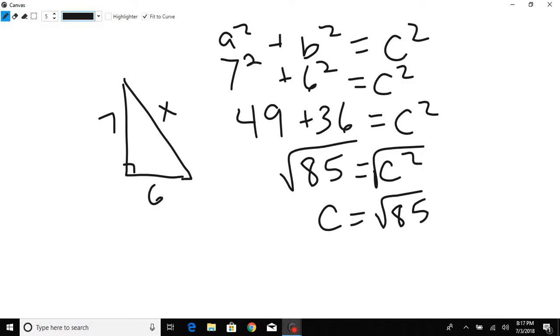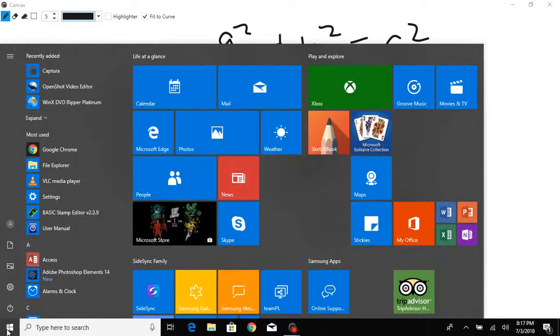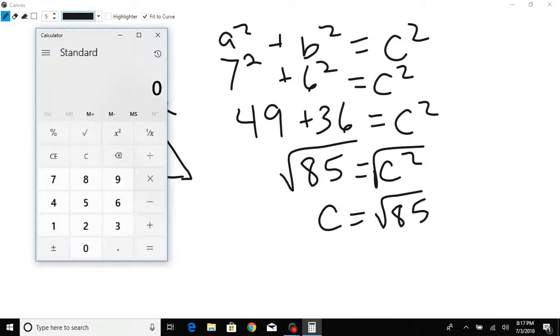I'm going to bring up a calculator here, and I can go square root of 85, and I get 9.219544457292887. Matter of fact, that keeps on going forever. I don't even know if that last digit is rounded or not. That's a lot of digits there.